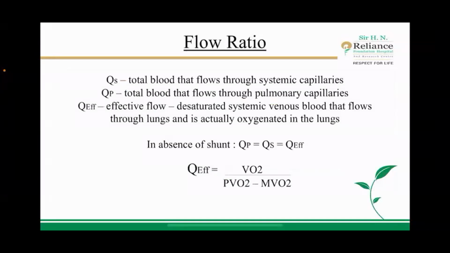So flow ratio, QS, QP, is the total blood flow that flows through systemic and pulmonary capillaries respectively. What is Q effective? It is the effective flow. It constitutes only the desaturated systemic venous blood that flows through the lungs and is actually oxygenated in the lungs. So this ignores the shunted fraction. The deoxygenated blood that we receive from the veins that is actually going to the lungs and getting oxygenated is the Q effective. So in the absence of any shunt, the pulmonary flow is equal to systemic flow is equal to the effective flow.